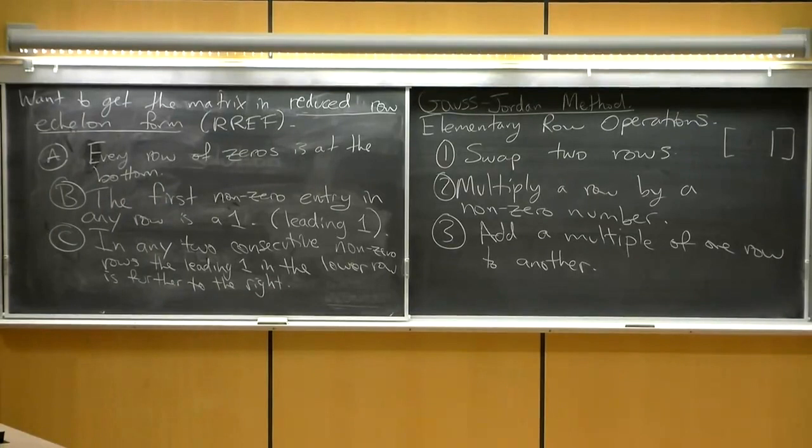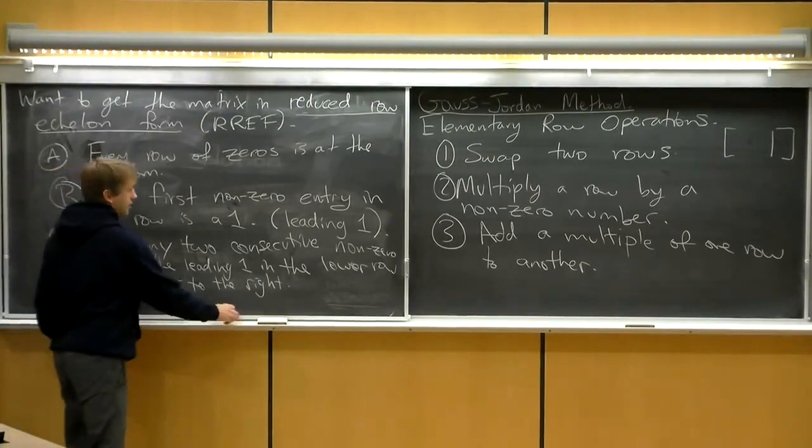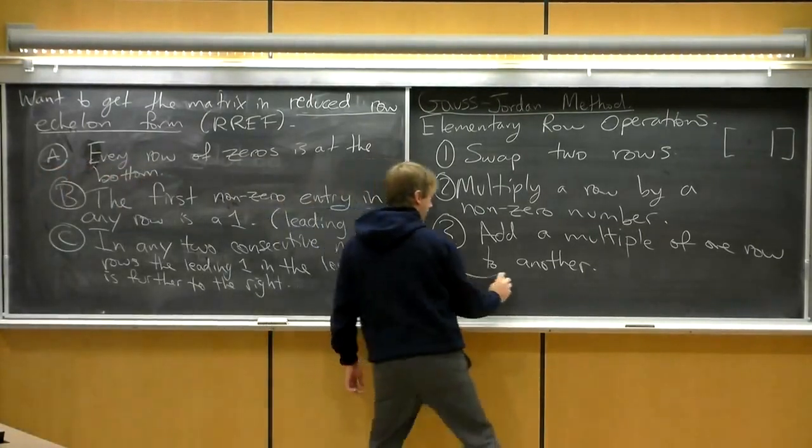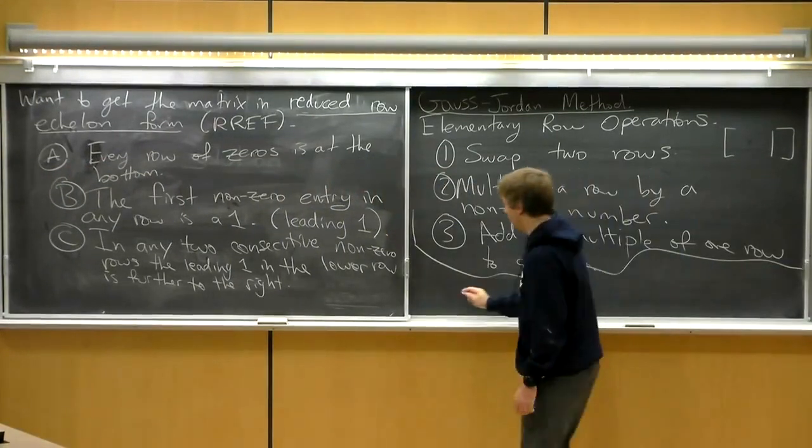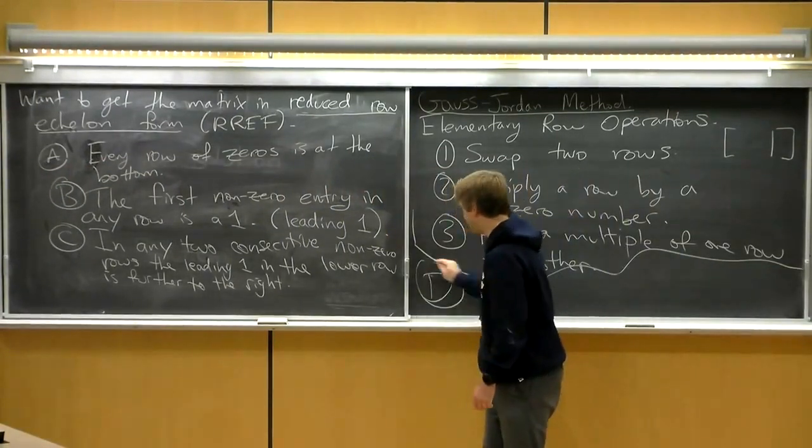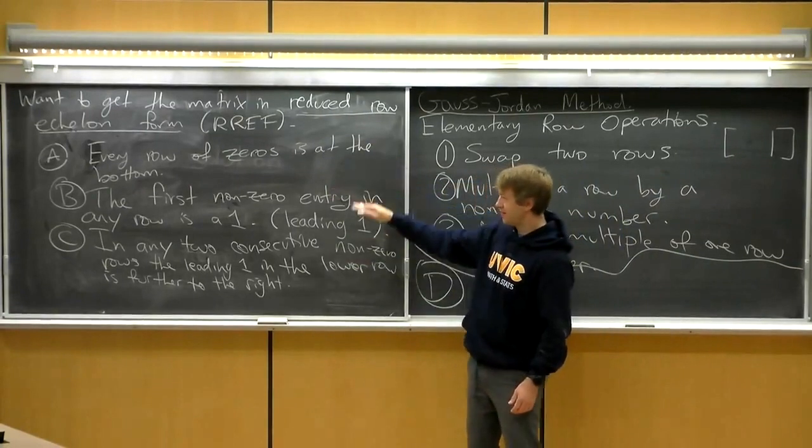Okay, so these are 3 properties. I need one more property. Sorry, but I'm going to write this here because there's more room on that board. This is property D, so this is continuing this list here.